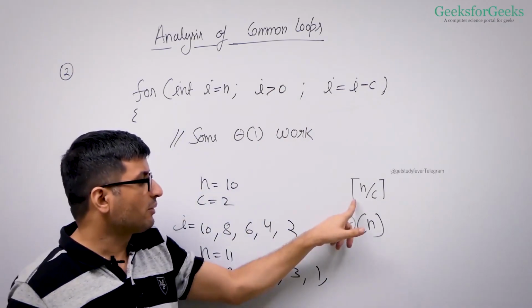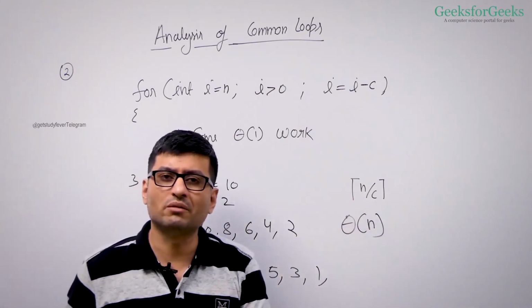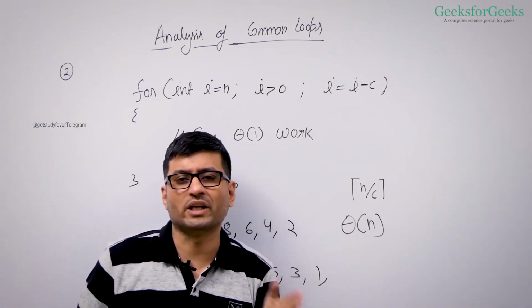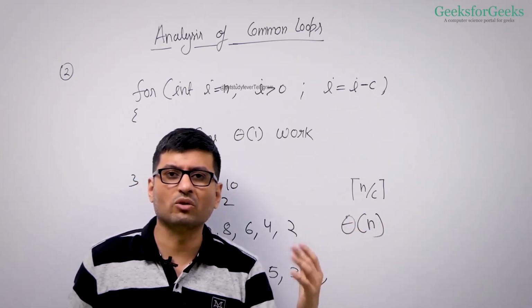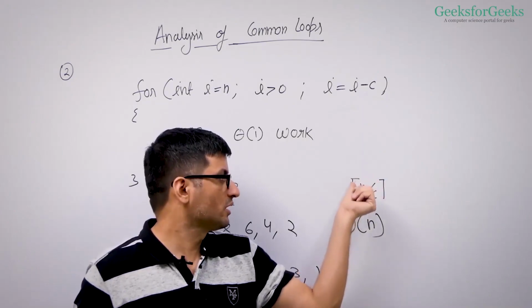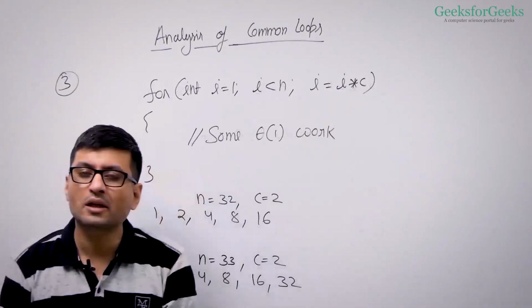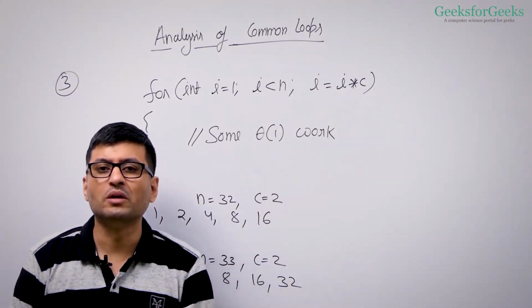Now, if you're wondering about ceiling and floor, you can upper bound and lower bound them by adding 1 and subtracting 1, right? So theta n requires upper bounding and lower bounding, so we can ignore these ceiling and floors as well. Let us now take a look at this loop.